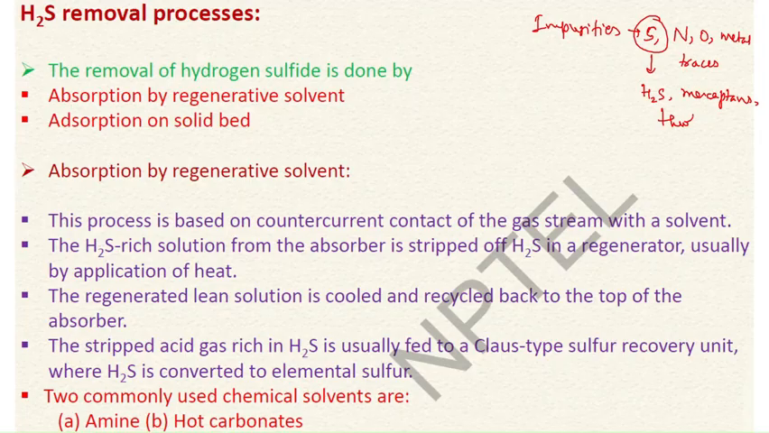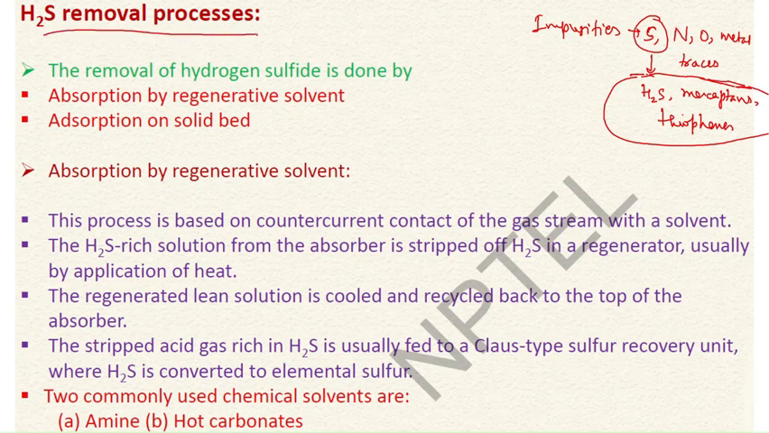Some amount of thiophene and its derivatives are also present. So these need to be removed. If they are present in the crude oil cut, then they need to be removed. So coming on to the H2S removal process, the removal of H2S, hydrogen sulfide, is done by two procedures, either by absorption or adsorption.